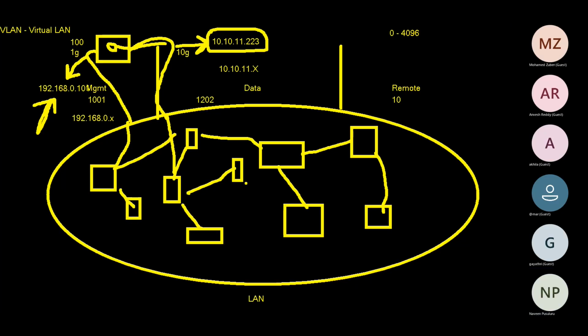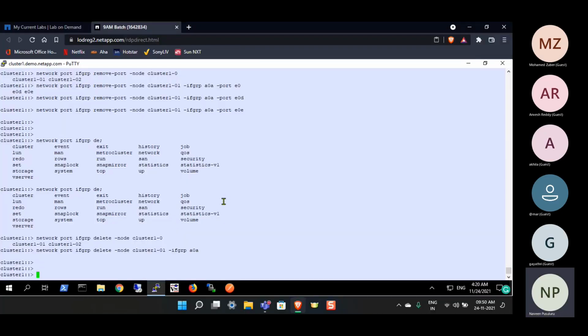Okay, so what is the purpose of us? Like, okay, they'll create virtual LANs on their end. Then why do we need that? Why do we need to configure a VLAN?